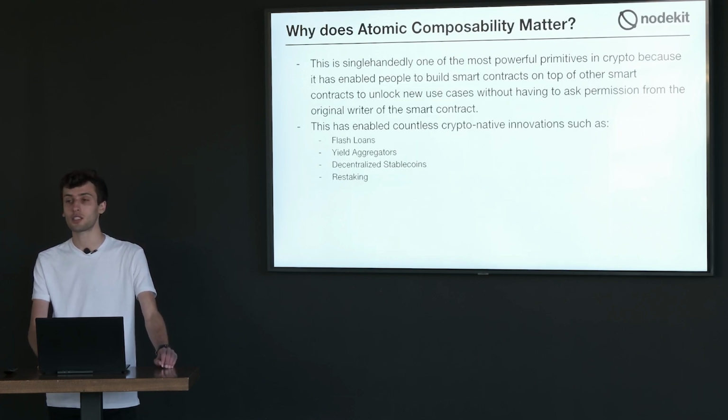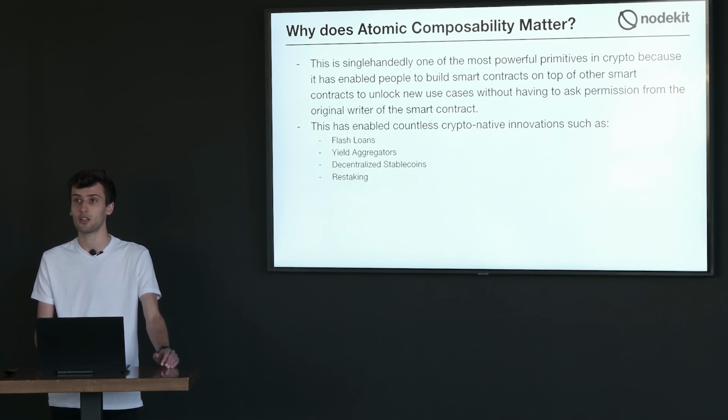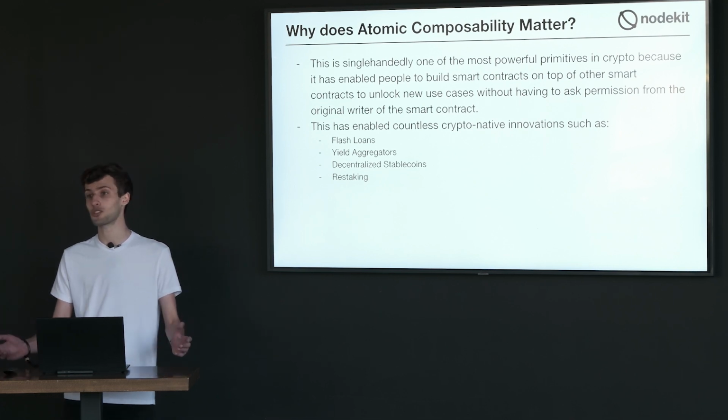So we believe that atomic composability, which is traditionally only able to be done on an L1 like Avalanche's C-chain, bringing that to layer 2s enables countless innovations, same as it did on the layer 1. With the layer 1, it enables stuff like flash loans, yield aggregators, decentralized stablecoins, restaking, essentially anything that uses 2 or more smart contracts is an example of atomic composability.